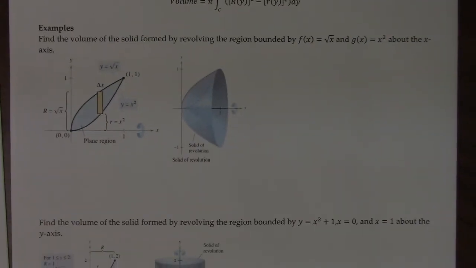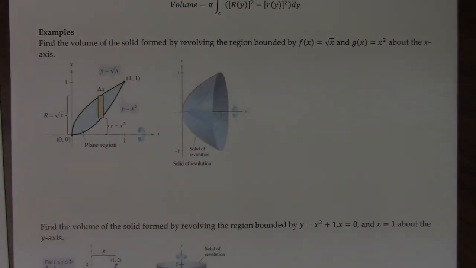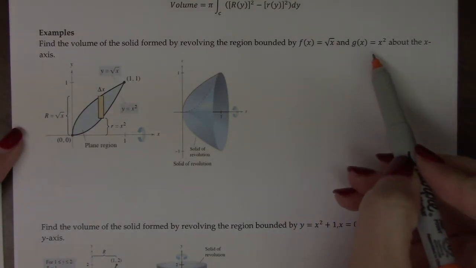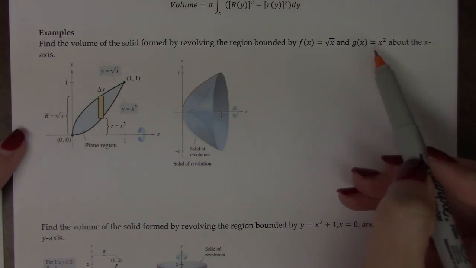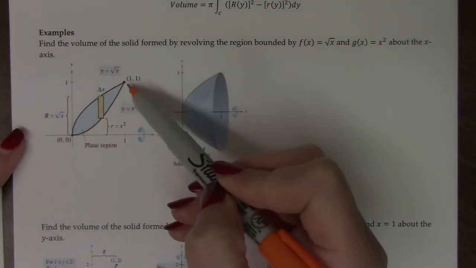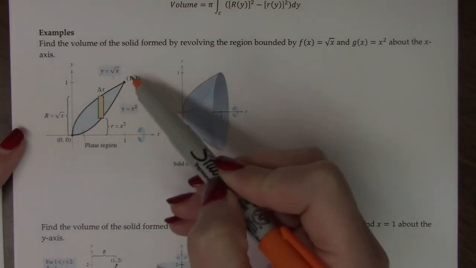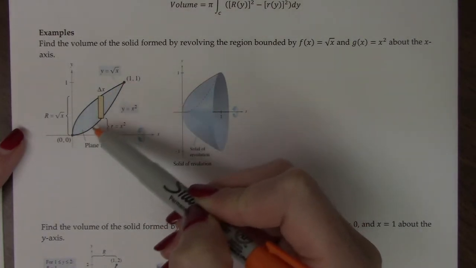So let's look at an example. We want to find the volume of the solid formed by revolving the region f of x equals square root of x and g of x equals x squared about the x-axis. If you look at these two functions, we can see where they intersect. All we care about is the region in between those two functions.